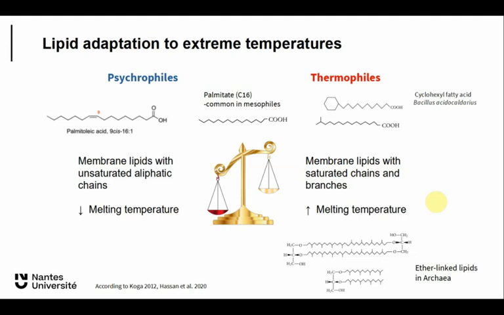So bacteria that grow at low temperatures, they've got unsaturated fatty acids in their lipids. So the melting temperature is lower. Mesophiles, they've got a lot of palmitate. So just a C16 saturated fatty acid here. And in thermophiles, you have different kinds of weird fatty acid chains like cyclohexyl fatty acids or these kinds of branched fatty acids here. So membrane lipids with saturated chains and branches, and these will have a tendency to increase the melting temperature of the lipids.